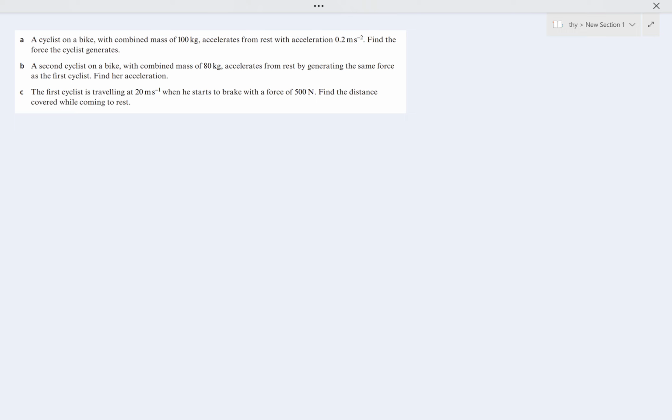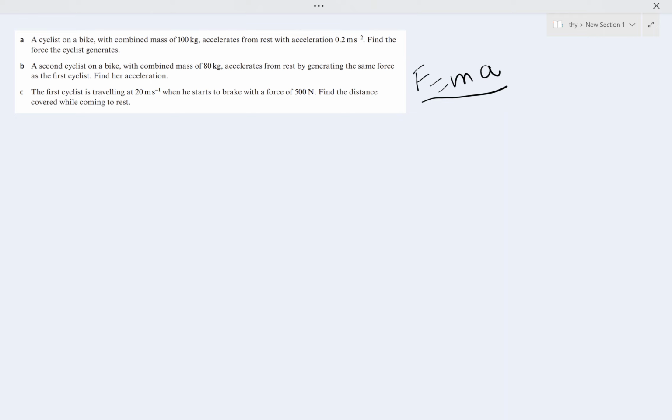Okay, so I've got a question here to demonstrate F equals ma, inertia, and Newton's second law. Let's look at how we solve these questions. A cyclist on a bike with a combined mass of 100 kilograms accelerates from rest with an acceleration of 0.2 meters per second squared. Find the force that the cyclist generates.